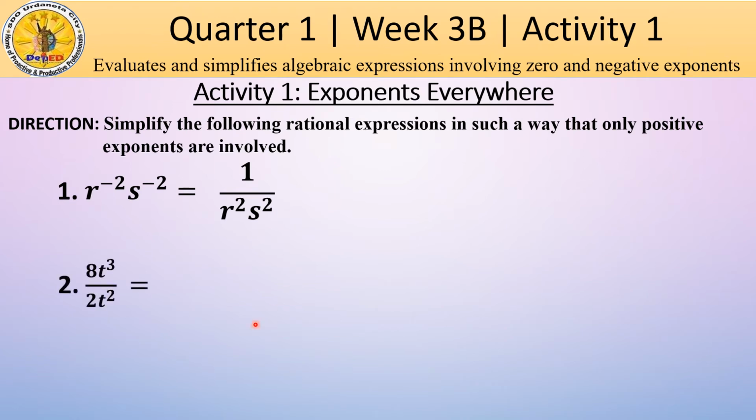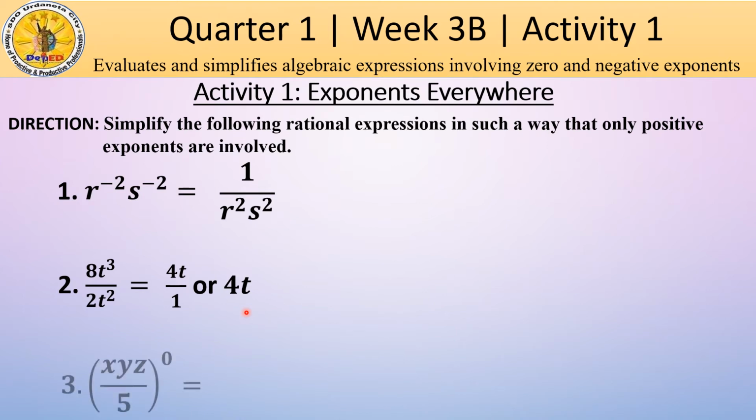Another example, we have 8t raised to the third power over 2t raised to the second power. What number can be multiplied to both 8 and 2? So 8 divided by 2, you have 4. And then, what are you going to do with the exponents in the numerator and denominator? Okay, so our final answer, 4t over 1 or 4t.